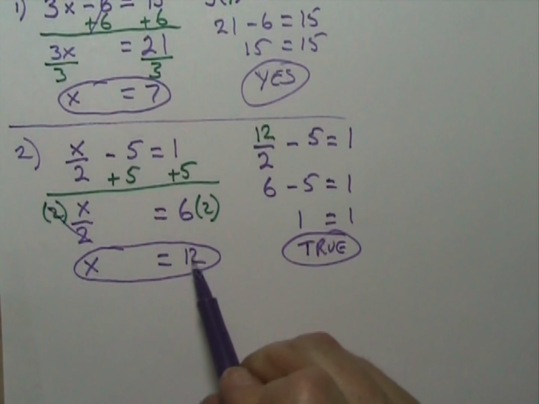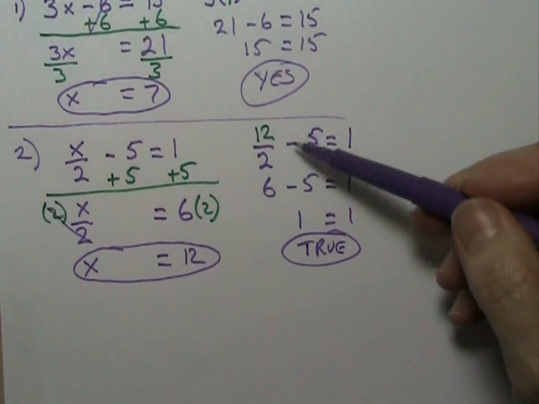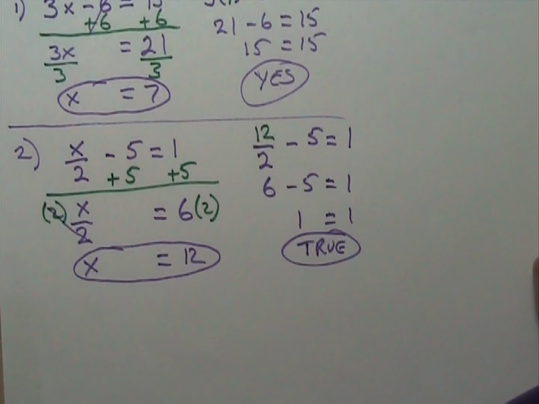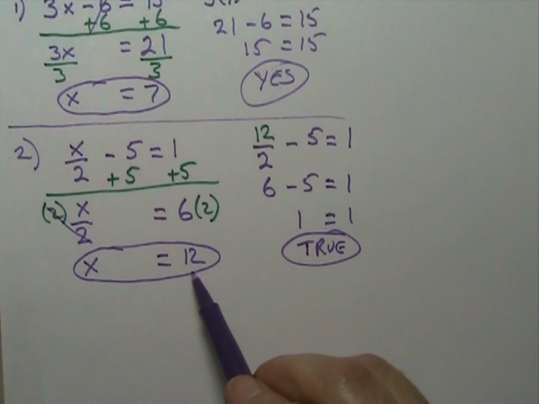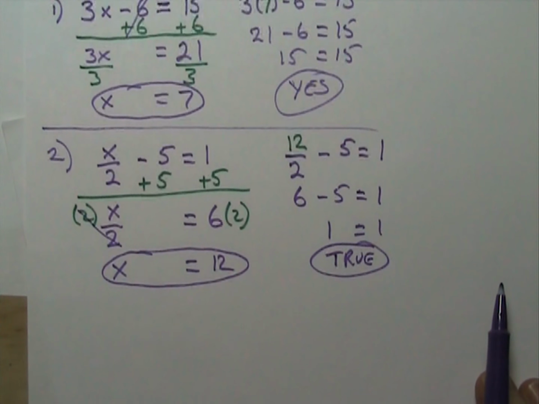So what does that mean? It means our answer is correct. What would happen if the left side was different than the right side? Then our answer would be wrong. That's how we tell.